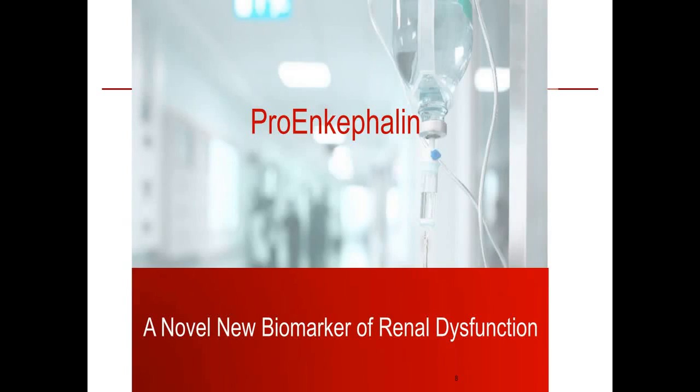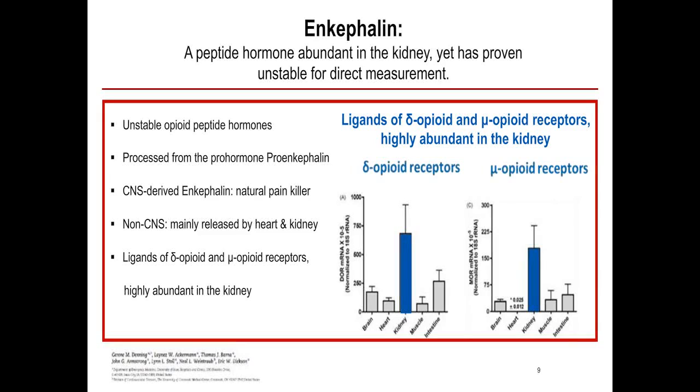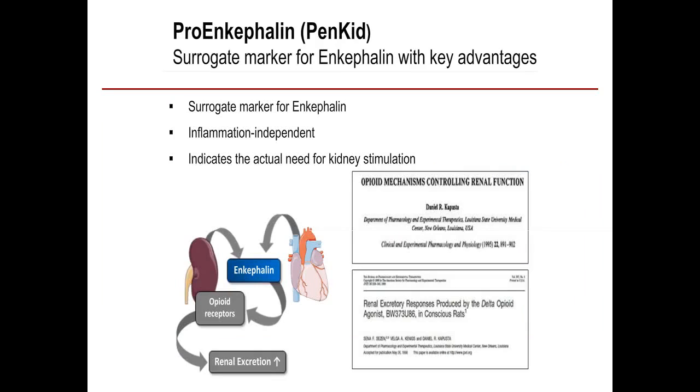So let's now talk about proenkephalin. Proenkephalin first comes from enkephalin. Enkephalin we've known about for a long time, and it's a peptide hormone, you can see in the figures, that's really abundant in the kidney, yet you cannot measure it. It is too unstable. It's processed from the prohormone, proenkephalin, and there's a CNS-derived enkephalin, which we know as painkillers, and then there's this non-CNS, and this is the one that the heart and the kidney release. And these are ligands of two different opioid receptors that are highly abundant in the kidney.